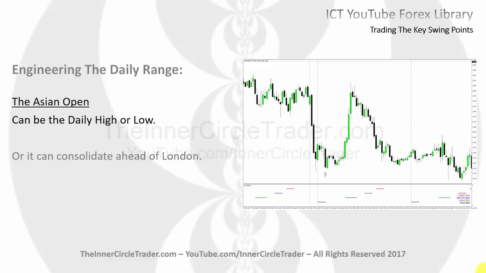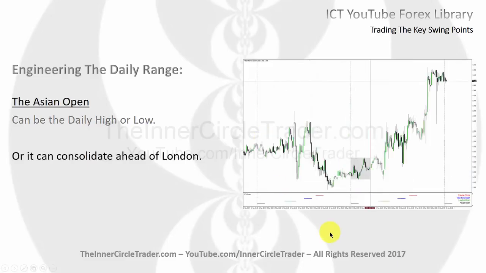In some instances, the Asian Open will create the daily high or low. As seen here in this example, the low of the day is formed during the Asian Open, and then the high is formed in the London session. Conversely, as I mentioned in the beginning, this is a typical Power 3 scenario where we have consolidation in Asia. Then when it's bullish, we create the low of the day, and then it expands throughout the rest of the day.